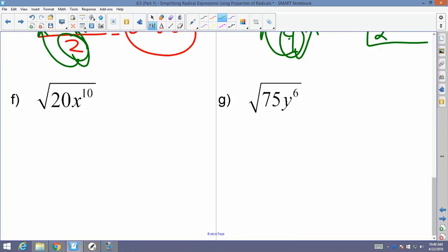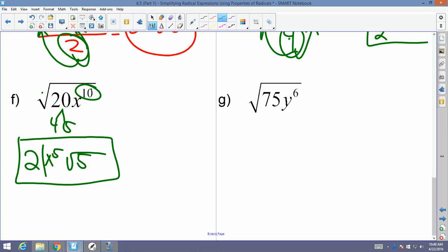Okay, 20 times the square root of 20x to the 10th. Bless you. That's 4 times 5. So that's a 2 with a square root of 5 left over. Square root of x to the 10th is x to the 5th, in absolute value. Good job. Well done, brothers. Here's 75 as 25 times 3. So that's 5 with the square root of 3. And 2 goes into y 3 times. Absolute value. Excellent. That looks ugly.